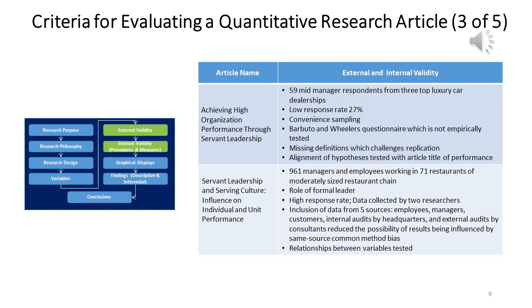On the other hand, we saw much more defined clarity on the servant leadership and servant culture influence on individual and unit performance, where the definitions were very clear on what was being tested. There was also increased perspective from utilizing 5 different sources for information: the employees, the managers, the customers, the internal audits by headquarters, and external audits by consultants, which eliminates some of the bias around the sample, as well as increases the likelihood of having true representation of the population.